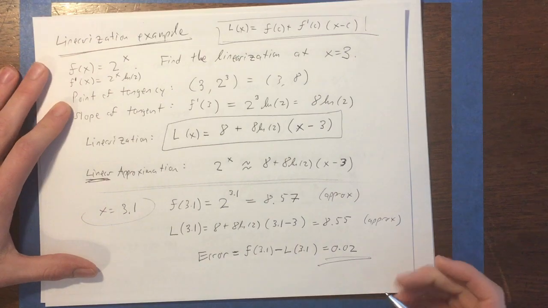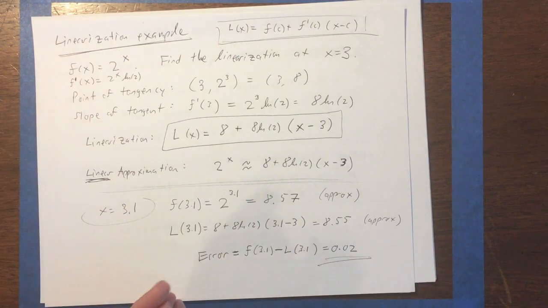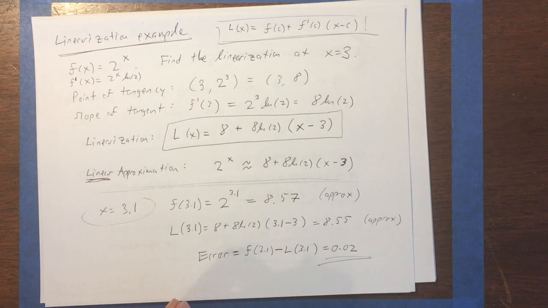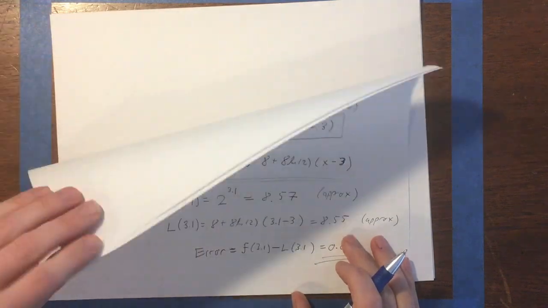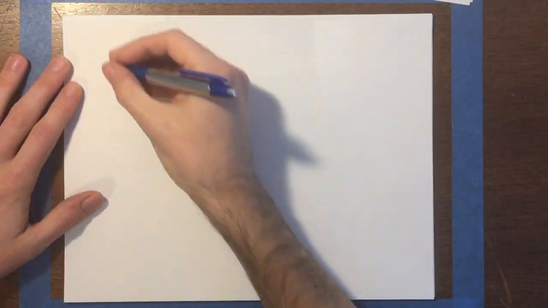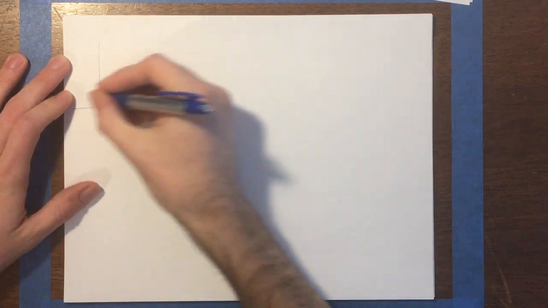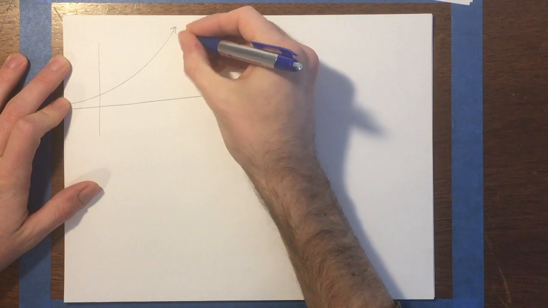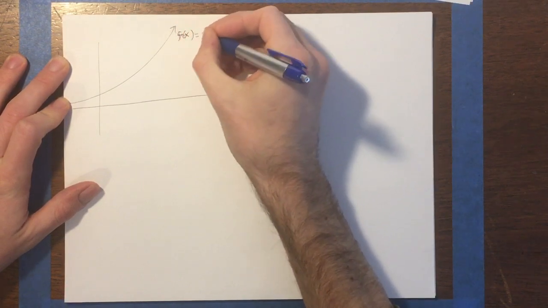So what I want to show you is how can you figure out the range of values on which the error will be no more than some maximum amount that you set. Okay, so I just want to show you how to calculate that. So first, let's just draw a little picture. You've got your 2 to the x function, y equals, well, let's call this f of x equals 2 to the x.